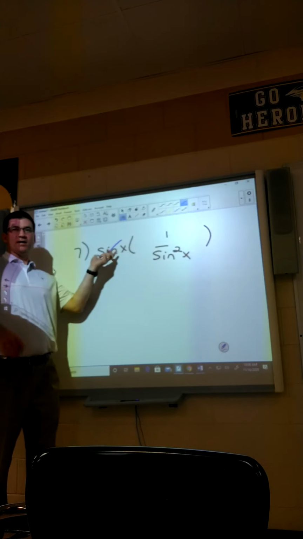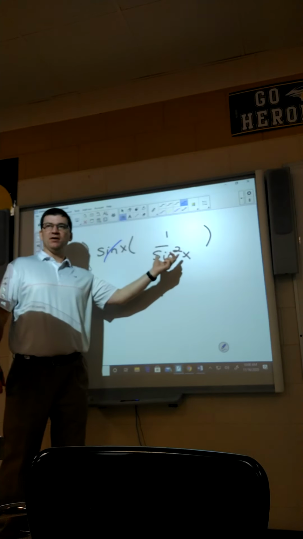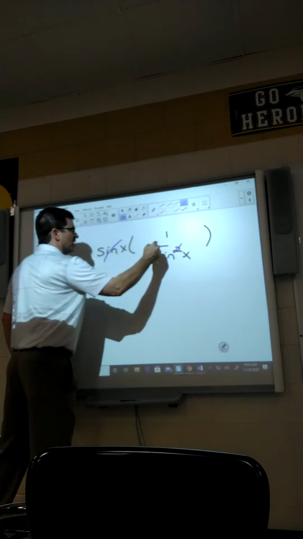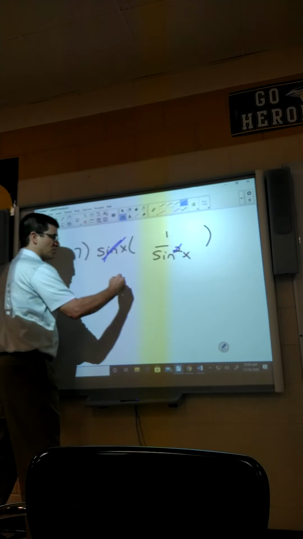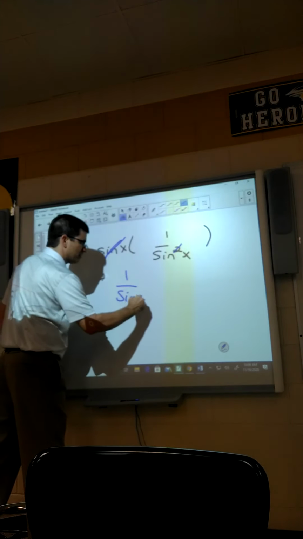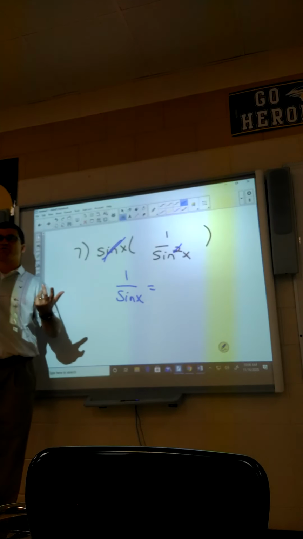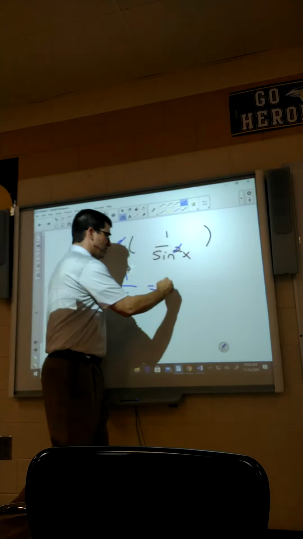This is 1 sine x, just one of them. How many sines are down here? 2 of them. So what I can do is mark 1 out from here and 1 out from here. So my answer is 1 over sine. Now, can I change that into anything? Look at the top of your page. What does 1 over sine change into? Cosecant. So my answer is cosecant.